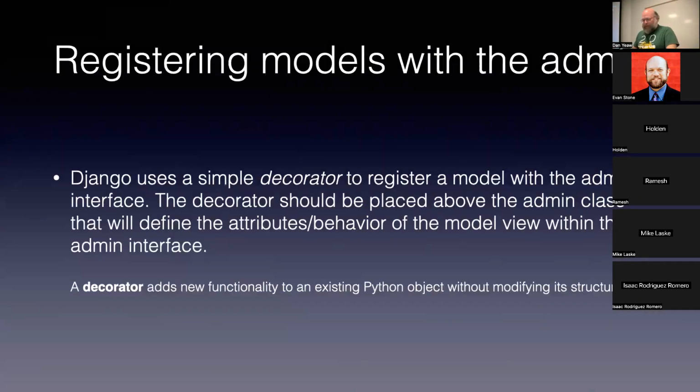We made some tables. Now we've got to register those with the admin. So Django uses a simple decorator to register a model with the admin interface. The decorator should be placed above the admin class that will define the attributes and behavior of the model view within the admin interface. For those of you who don't know, a decorator is part of Python. It adds new functionality to an existing Python object without really modifying the structure of the object.